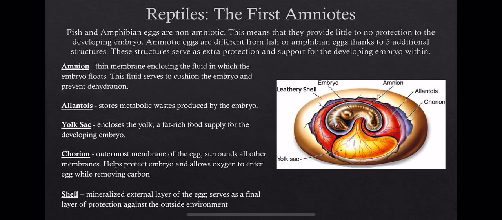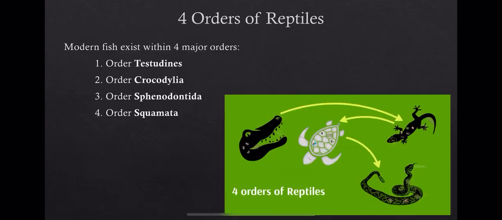Then you have the chorion, which is the outermost membrane of the egg. It surrounds everything else, and its protection allows oxygen to enter the egg while also removing carbon. If you were to hard boil a chicken egg and gently peel off that shell, oftentimes you get a membranous white layer, and that's your chorion. And then obviously your shell is the mineralized, hard, external, final protective layer that helps protect against the outside environment.